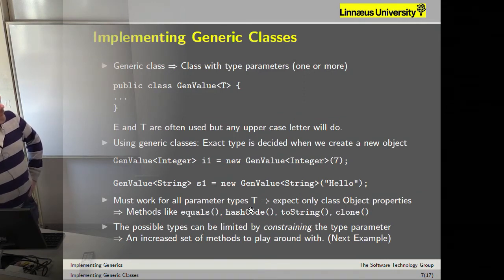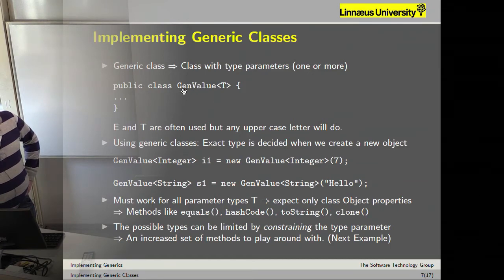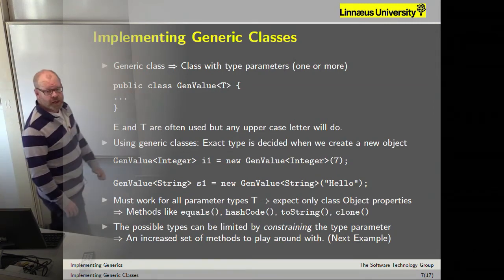Must work for all parameter types T. So in this case, expect only class object properties. Equals, hash code, toString, and clone. They are available for you to play around with. I will show later on that the types can be limited. We are saying that we can have a generic class saying that T must be of a certain type. In that case, we are limiting the possible values for T, but we are extending the possible methods to use later on.